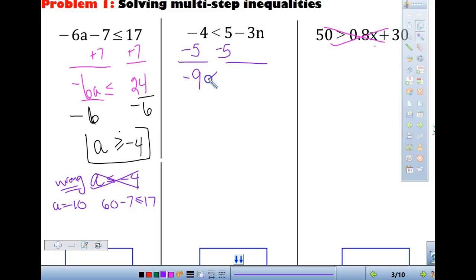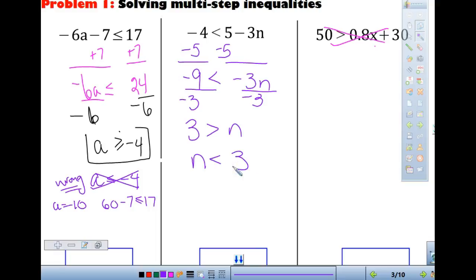So I get negative 9 is less than negative 3n. Next step. Divide by negative 3. And when we do that division by negative 3, what am I looking at? 3 is greater than n. We want to divide it putting our variable first, so what would I have? n is less than 3.